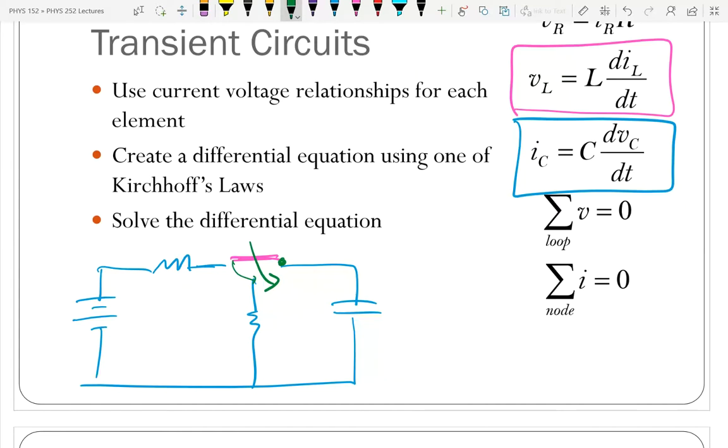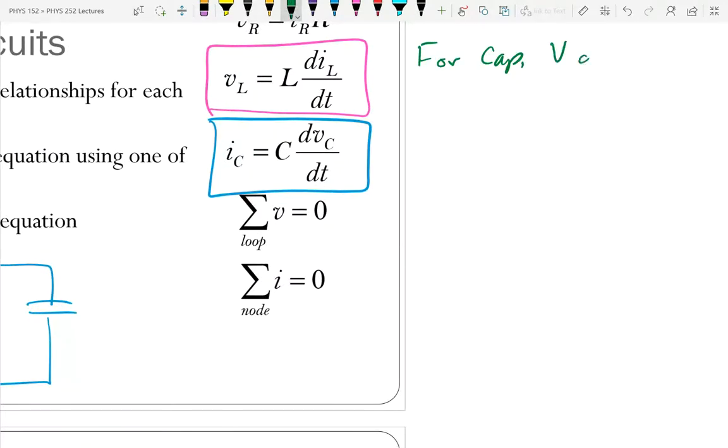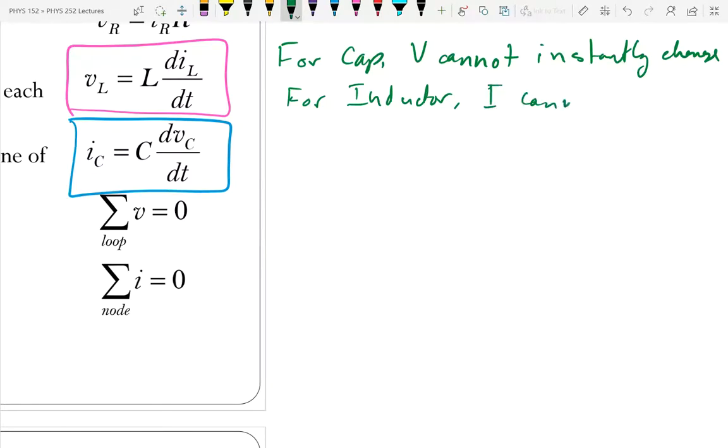Now, with the capacitor, what cannot change the instant you flip the switch? That's correct. V cannot instantly change. For an inductor, what can I not instantly change?